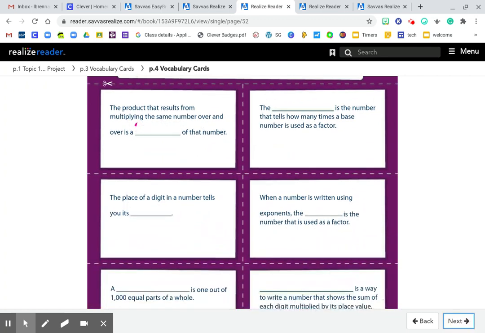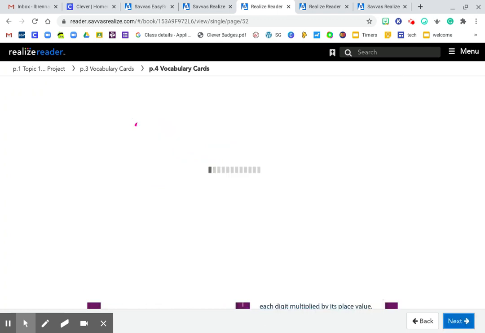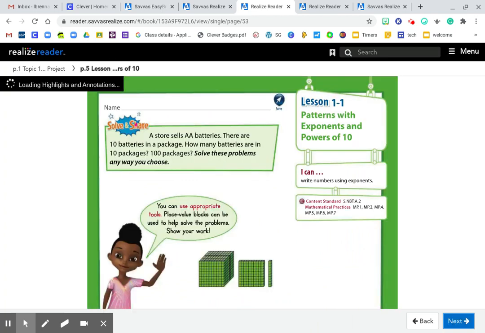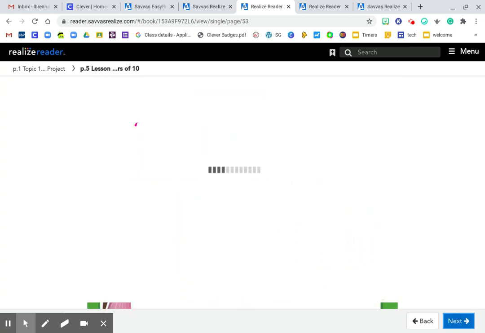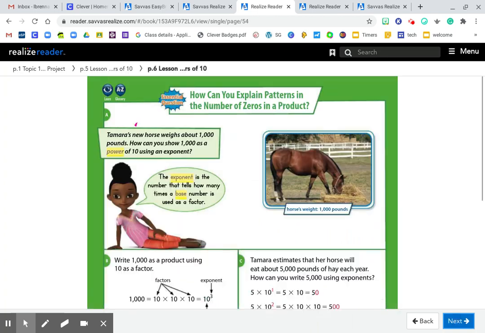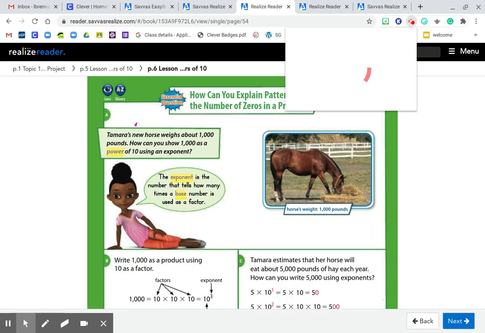So this is a preview of vocabulary. It's a really good idea to read over the cards. So when we start coming up with these words in our work, we've seen them already before. And you'll see in today's lesson, those words are going to come up. They're in yellow. So you want to preview those words. So that is the preview of topic 1.